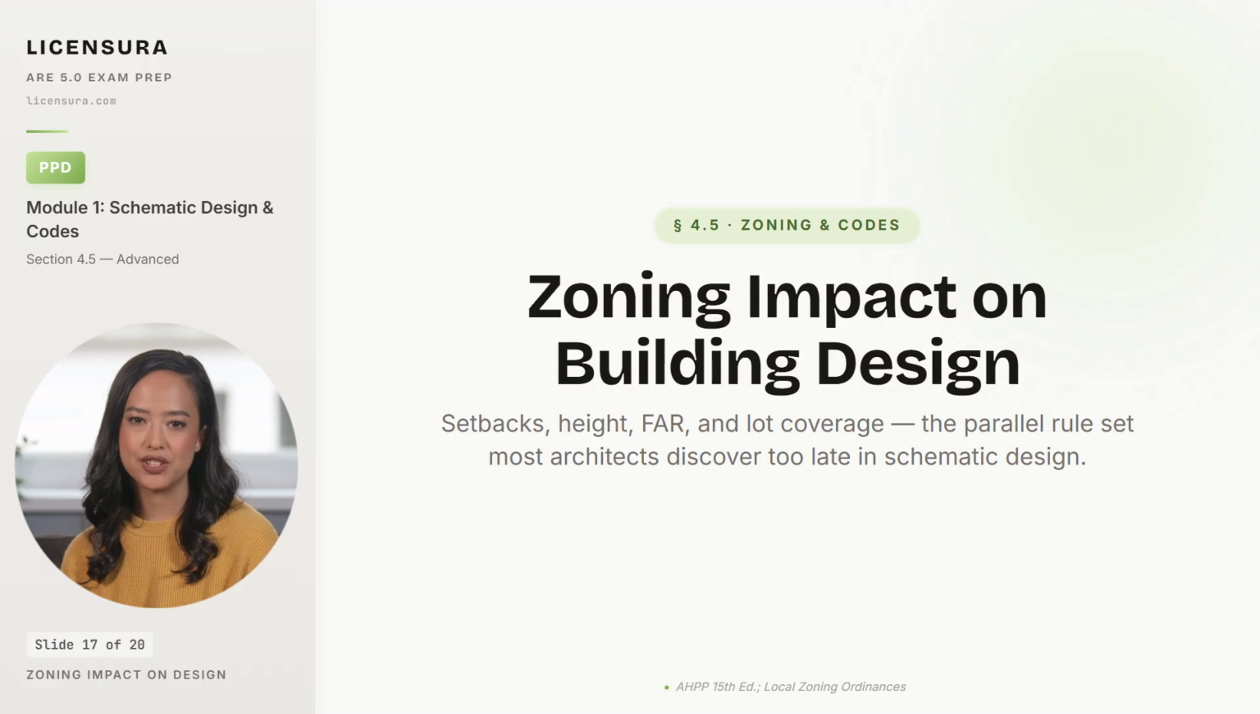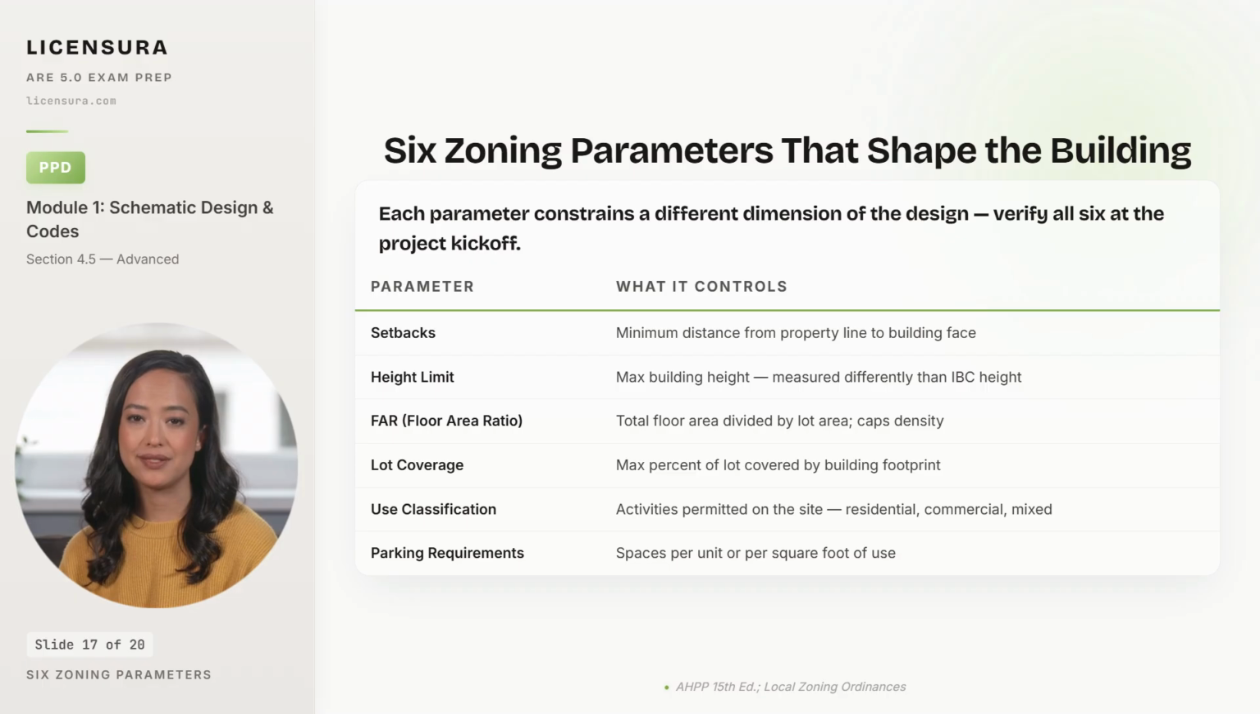The 6 parameters fit on a table that every project needs at kickoff. 6 parameters define what zoning will allow on the site, and you need all 6 before a single schematic line gets drawn. First, setbacks. The minimum distance from each property line to the nearest building face, with separate requirements at the front, sides, and rear. Tight setbacks shape the footprint directly.